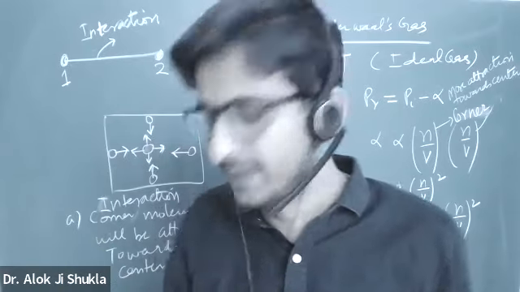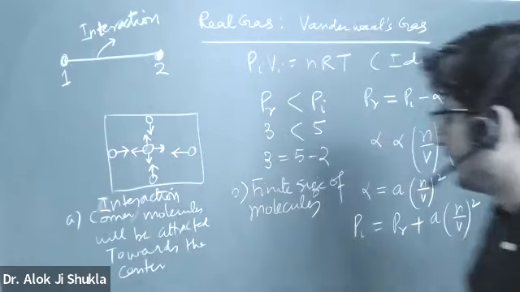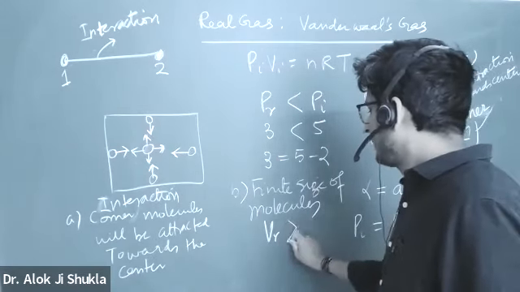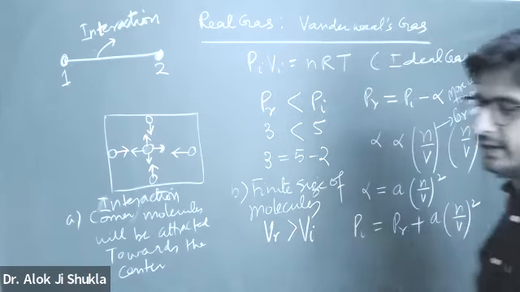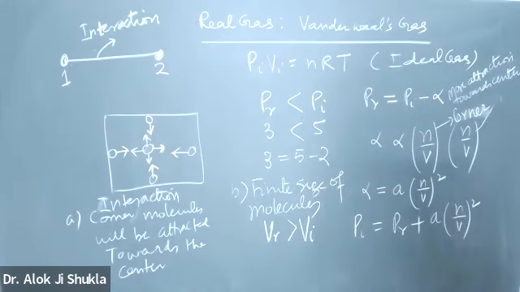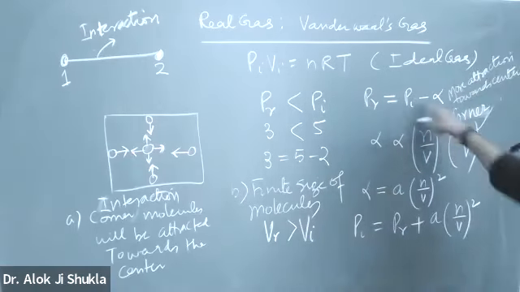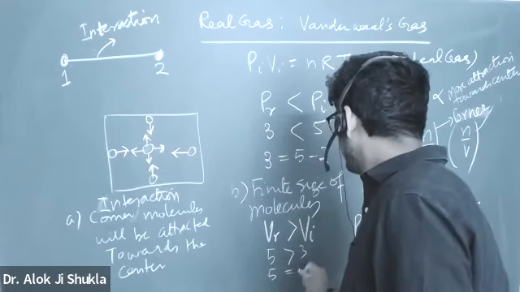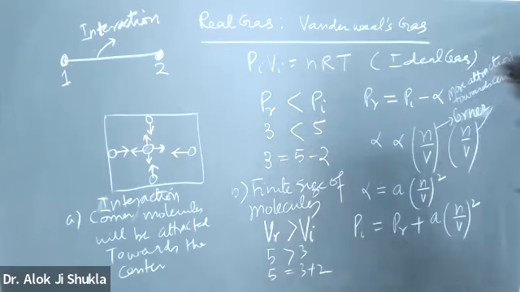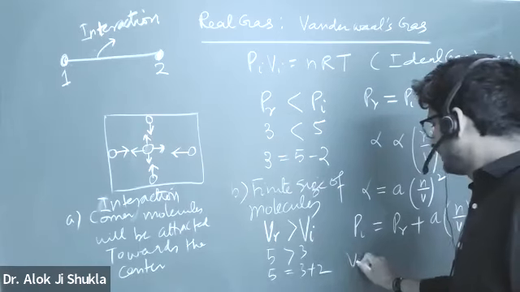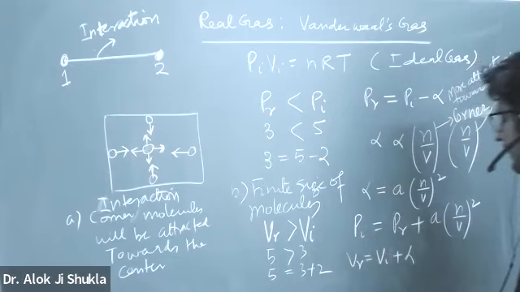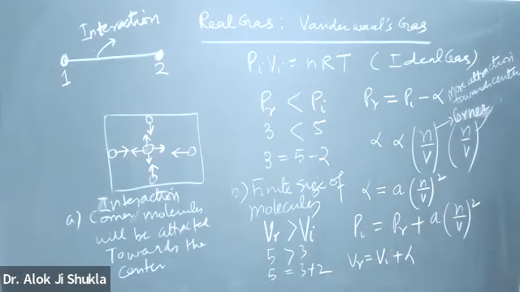They occupy no space, if you remember. Yes or no? But actually they will occupy space, so real volume will be greater than the ideal volume. So again write it like this. I write it in numbers so that there is no confusion. So 5 is greater than 3. So 5 is equal to 3 plus 2, correct? So VR is equal to VI plus alpha. Is that okay?